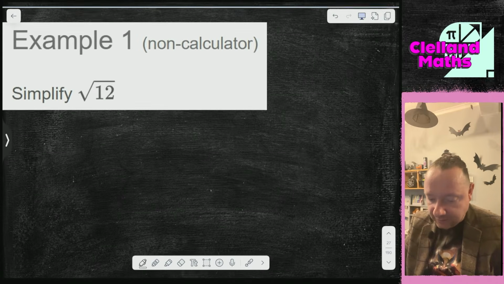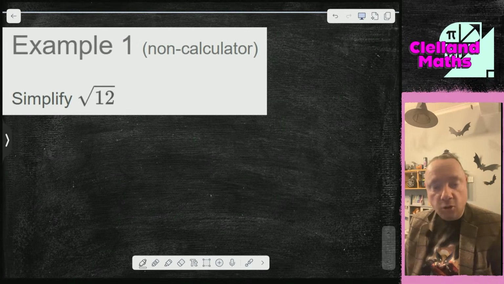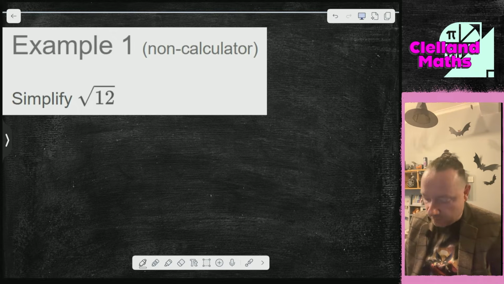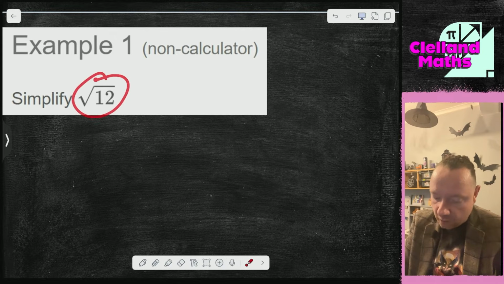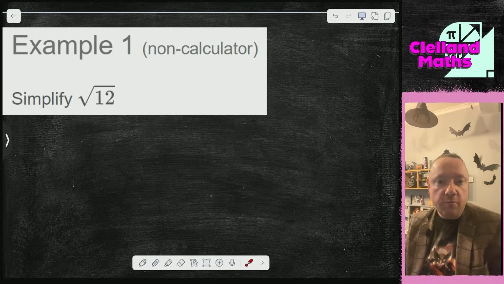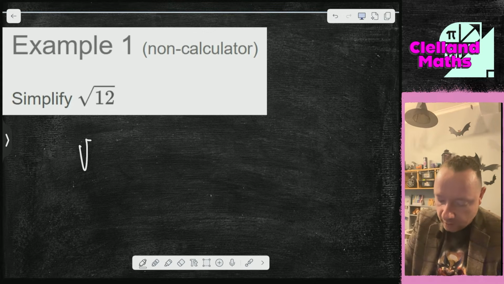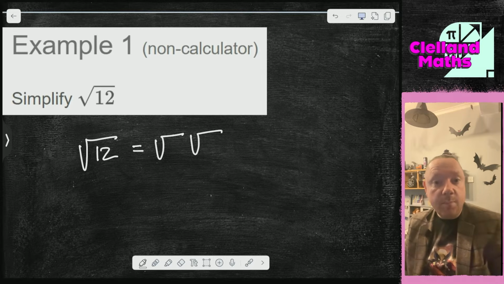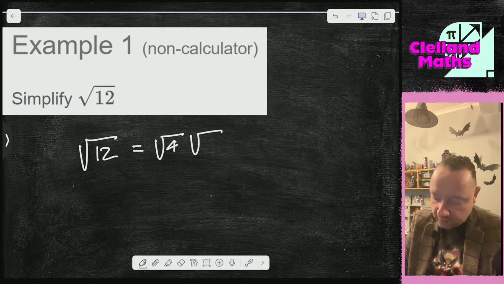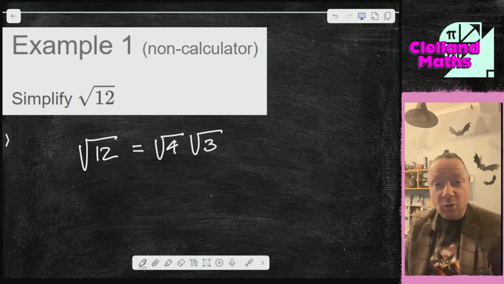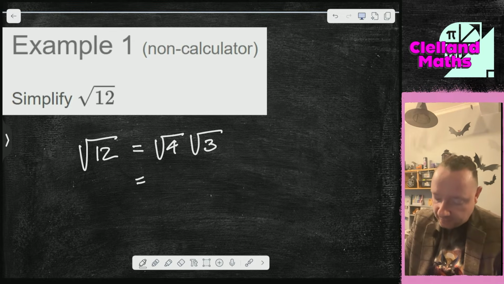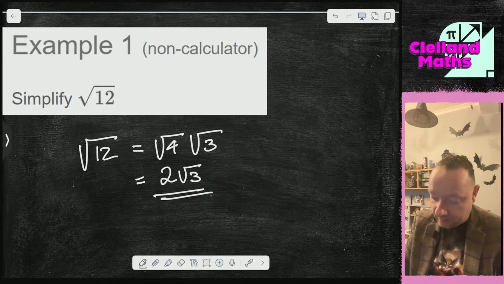Example 1 says, simplify root 12. So I'm trying to simplify a surd. Remember, a surd is this thing here, which is a root, but is not like a root 4, which can become 2. When you simplify it, what you can do is make it 2 numbers times together to make 12, and just pick one to be a square number. So 4 is a square number times by 3. I always like the square number first. That means I can then square root 4, which is 2 root 3. And that's it. We're done.